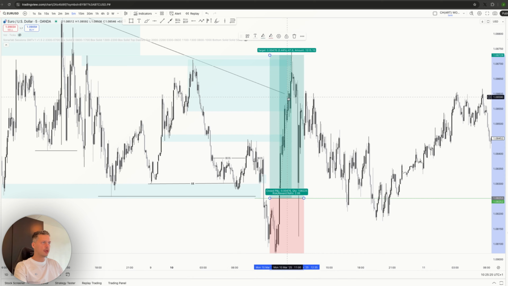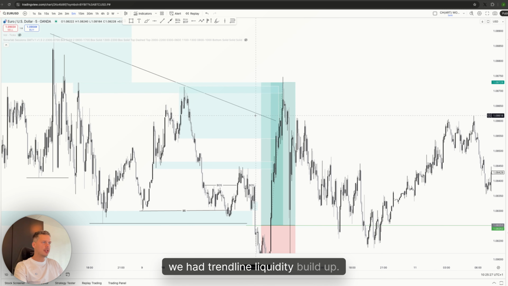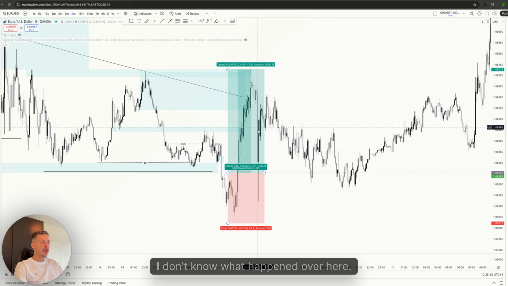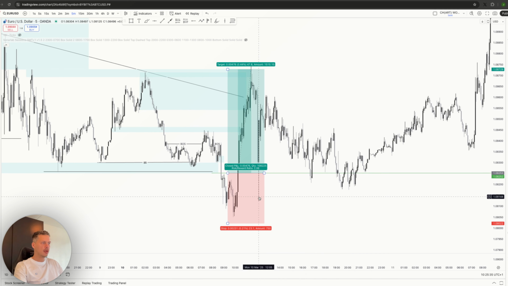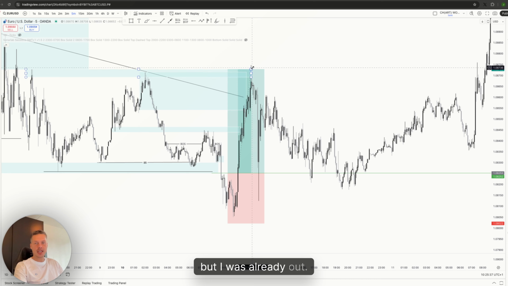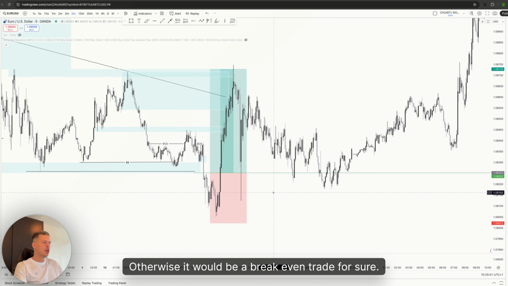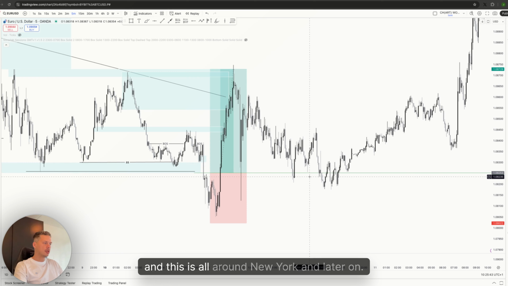Easy trade, straight up to profit. Well, it hovered around for a bit. We had trendline liquidity build up. We had a POI. We had a resistance zone. So pretty easy trade. Then price, I don't know what happened over here. Pretty crazy price action, but I was already out. Otherwise, it would be a break-even trade for sure. And this is all around New York and later on.